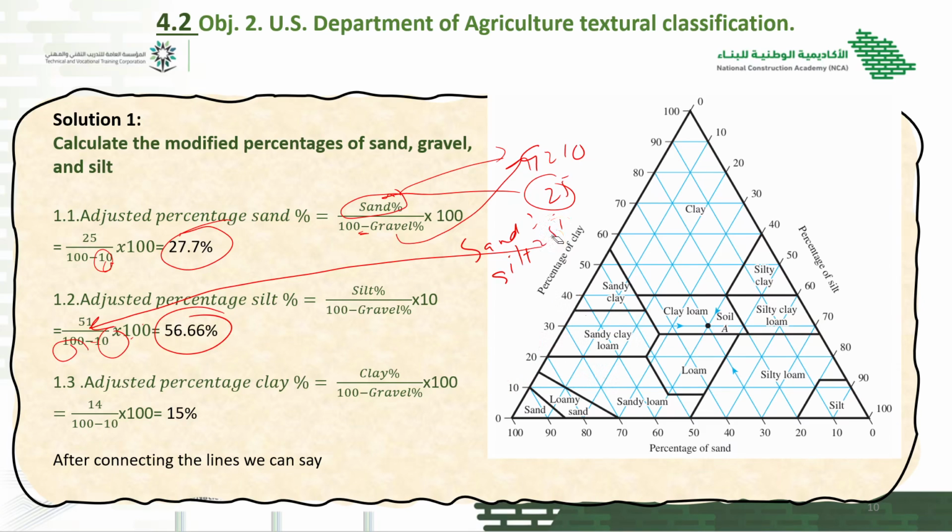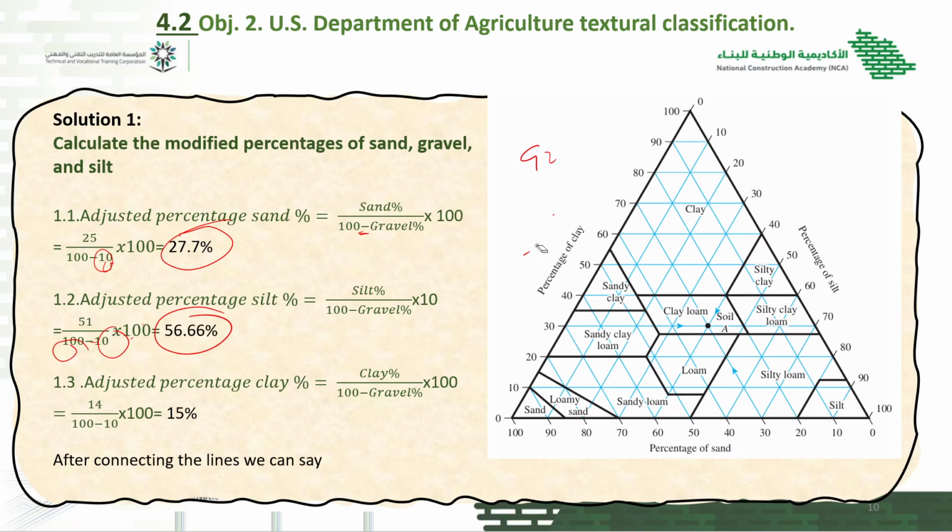So once we have done all these things, now we already know there is no value for the gravels. It is adjusted. Now we have the three values for silt, sand, and clay. Now we can evaluate the type of soil very easily from this triangle.